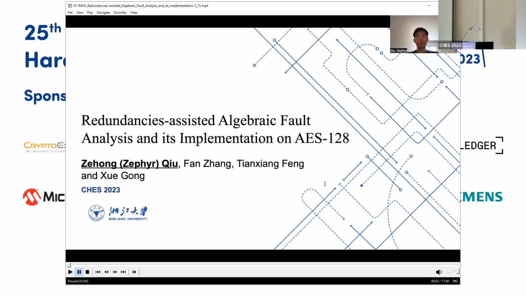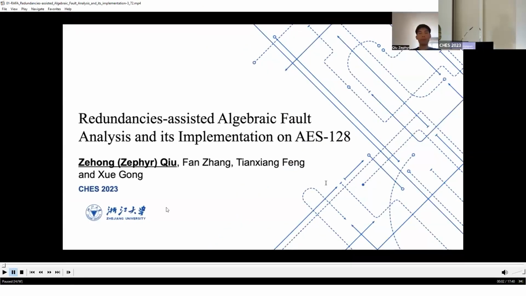The title of the first talk is RAFA, Redundancies Assisted Algebraic Fault Analysis and its Implementation on SPN Block Ciphers. The authors are Zihong Qi, Fan Zhang, Tiangxiang Feng, and Zhu Gong. The online presentation is made by Zephyr Qi.